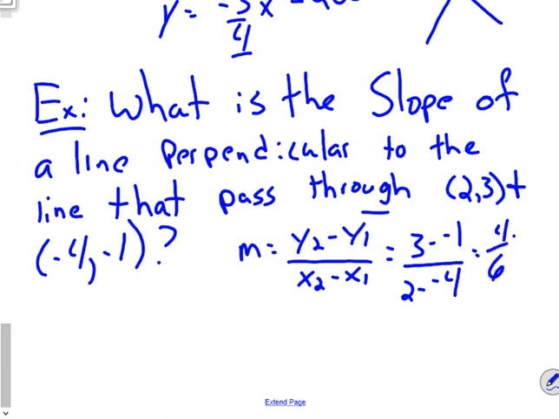4 over 6. 2 over 3, right? Take 2 out of everything. So now I want a line that's going to be perpendicular to this one. So what's the negative reciprocal of 2 over 3? 3 over 2. Negative, right?